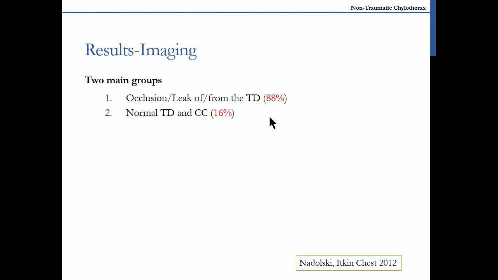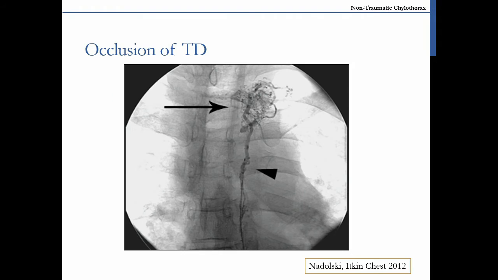One with occluded thoracic duct or leak, where we can actually see the success rate is almost traumatic. But normal thoracic duct, 16. And why would we embolize normal thoracic duct? Because when we started to do the procedure, we did exactly the same as surgeons do. Chylothorax means thoracic duct ligation. We said chylothorax means thoracic duct embolization. We didn't know any better. And obviously it doesn't make any sense.